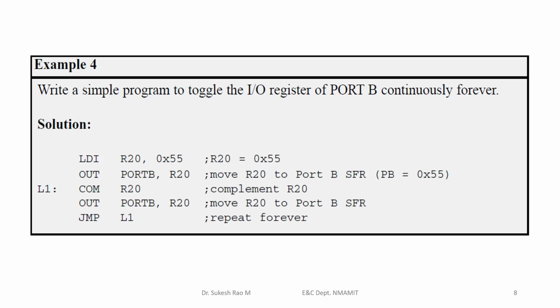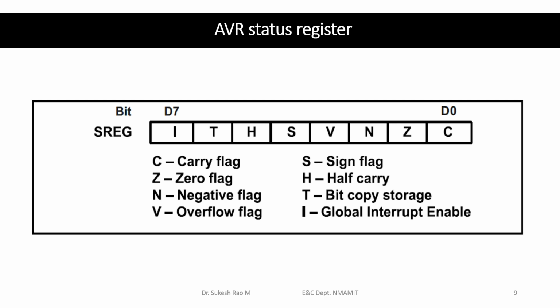So here is a simple program to toggle the IO port register continuously. It's a very simple example. Now I'm loading a value to R20, putting it to port B, and complementing it, putting it again to port B and simply looping it. This will make the continuous toggle operation. You can simply verify it using your simulator. Then you have something called the AVR status register. We'll continue with this in the next video regarding this AVR. So we'll stop it for a while.